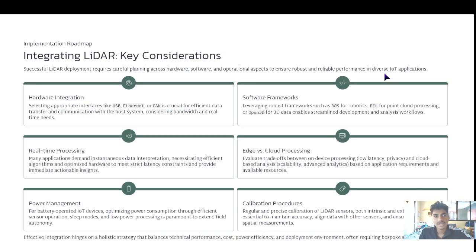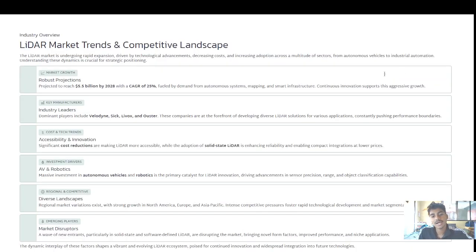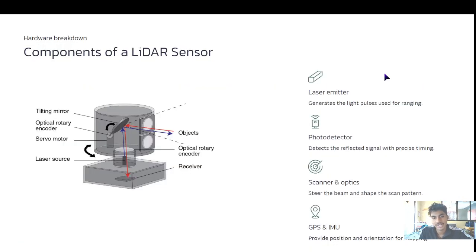That's about LDR. Let's talk about some integration considerations. While implementing LDR in IoT systems, we must consider hardware integration, real-time processing, power management, and other features like regular calibration and edge versus cloud processing decisions, because these are very important. Now let's move on to the market trends. The market is expected to reach around 5.5 billion by 2028, with growth driven by autonomous vehicles and robotics. Yet costs are decreasing, making it more accessible. New companies are entering with innovative ideas.